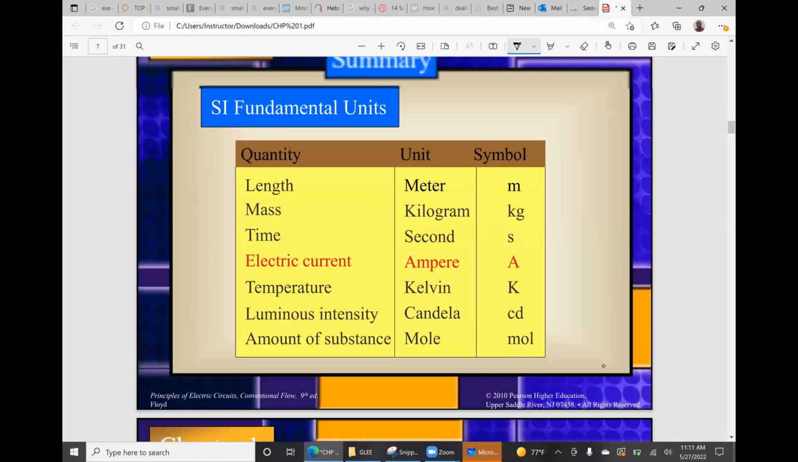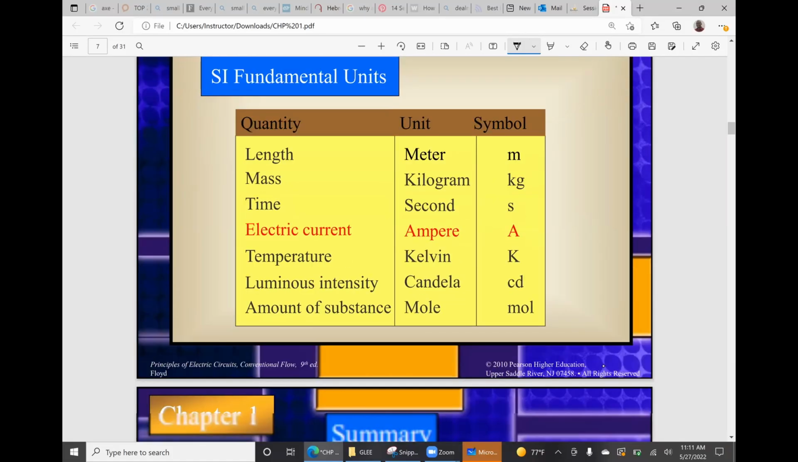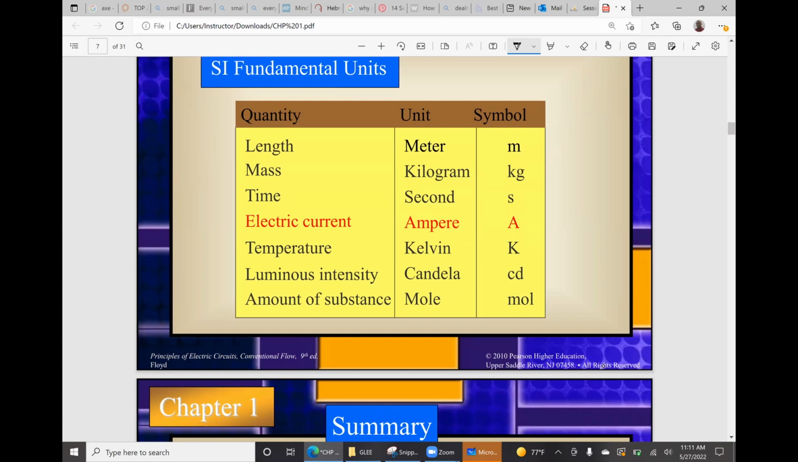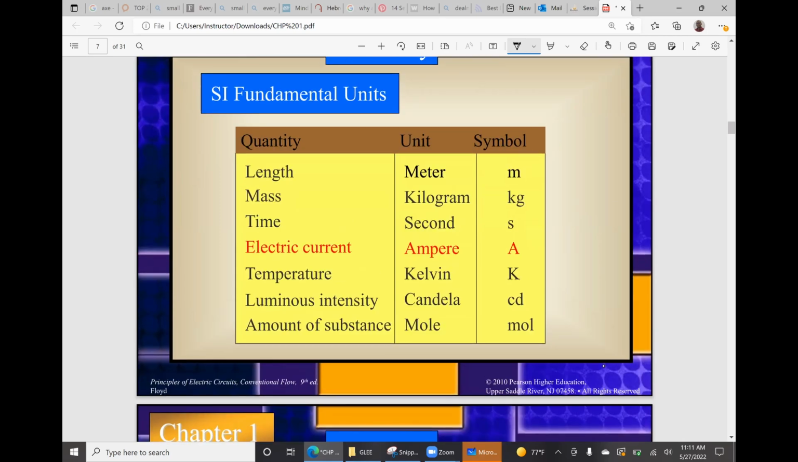What are the SI fundamental units? We have length, mass, time, electric current, temperature, luminous intensity, and the amount of substance. So the SI fundamental units are units that were agreed for the SI system. The standards were set. And so the unit of length is the meter with a symbol m. For mass is the kilogram, kg. For time is second. For electric current is the ampere, which we're using. So this is the fundamental unit. For temperature, Kelvin, candela, the mole, and so forth.